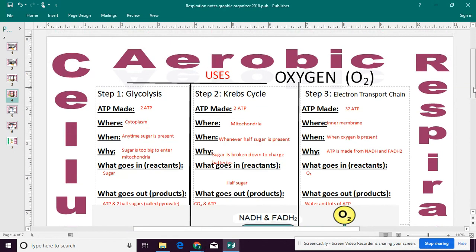And so there are two types of respiration when we talk about cellular respiration. The first one is aerobic respiration, and that uses oxygen. The second one that we're going to talk about is called anaerobic respiration. And when you put the prefix "an" in front of the word, it means not. So aerobic respiration uses oxygen, anaerobic respiration does not.